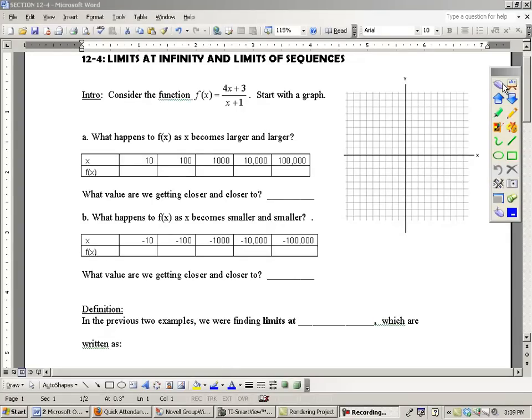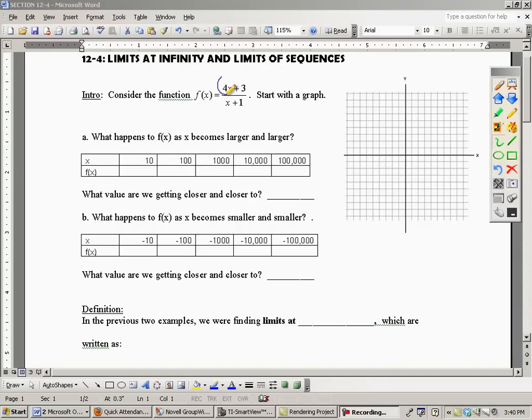Welcome to section 12.4. We're dealing with limits, but this time, instead of taking a limit towards a specific value, we're going to go back to the end behavior idea, and we're looking at limits in terms of infinity. And so what we want to do is start with this function (4x + 3)/(x + 1), and we want to look at the graph.